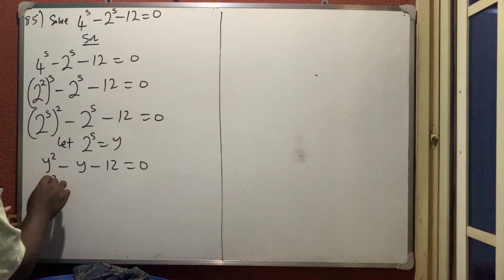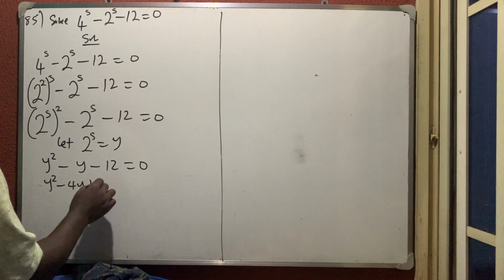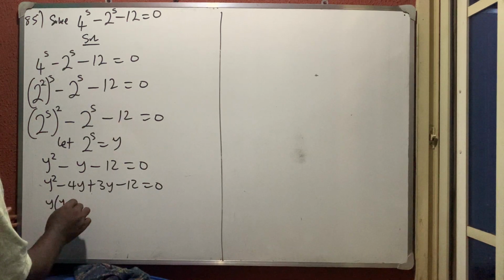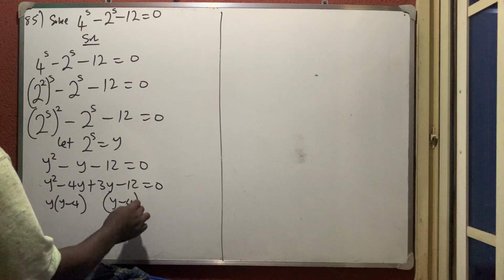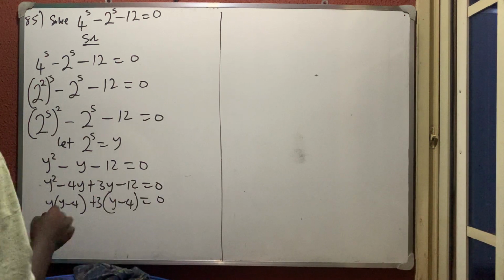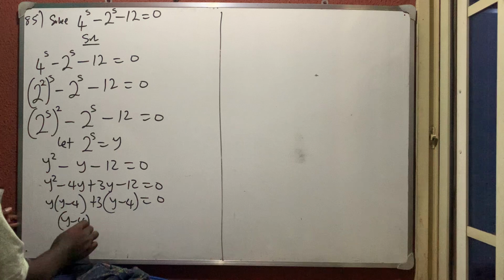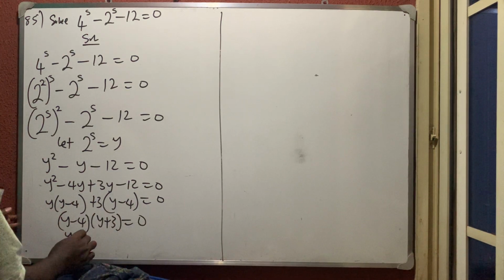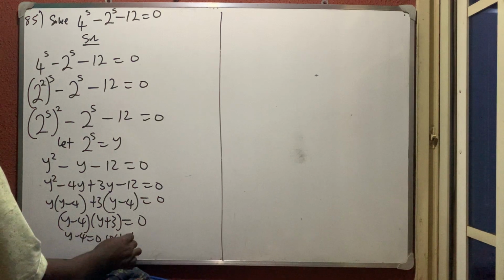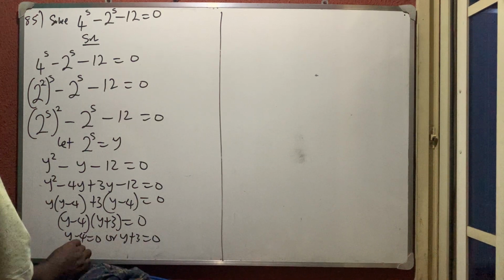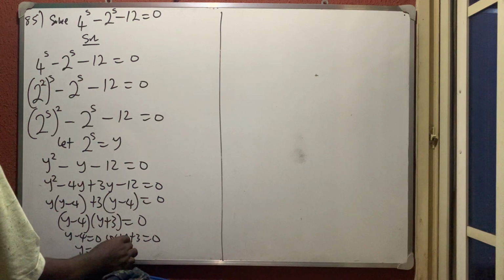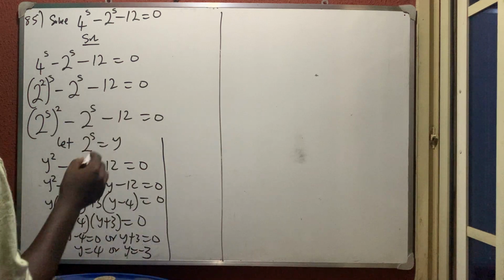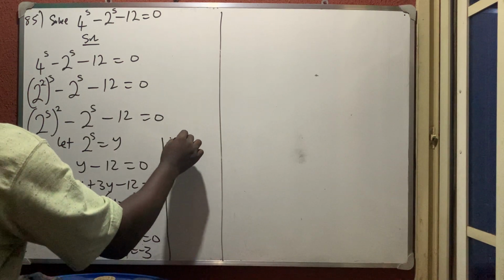So that is what? y squared minus 4y plus 3y minus 12 is equal to 0. So I'm having y into y minus 4, plus 3 into y minus 4 is equal to 0. So therefore y minus 4 and y plus 3 is equal to 0. So y minus 4 is equal to 0, or y plus 3 is equal to 0. Therefore y is equal to 4, or y is equal to minus 3. But we are not using the negative one, so y is simply 4. Okay, therefore y is equal to 4.